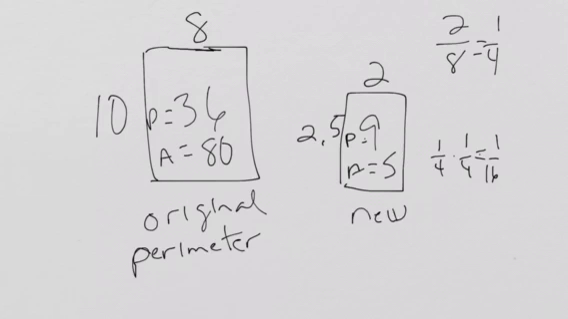So study those relationships. Study what scale factor is. Study what perimeter is, how scale factor affects perimeter, and study how scale factor affects area. It's really weird. Make sure you do the activities on these.